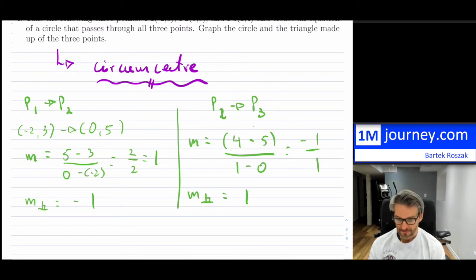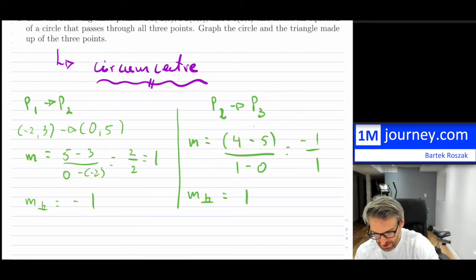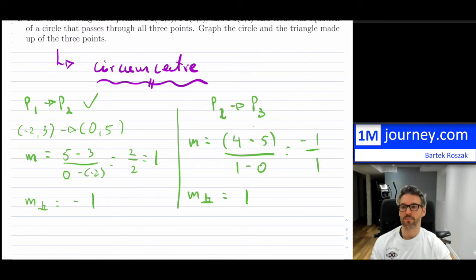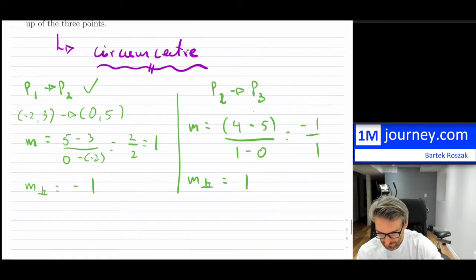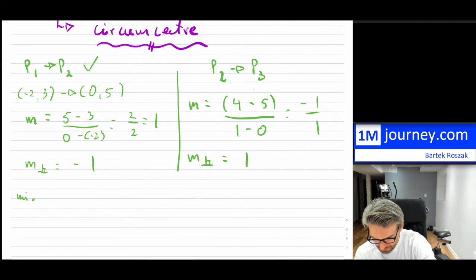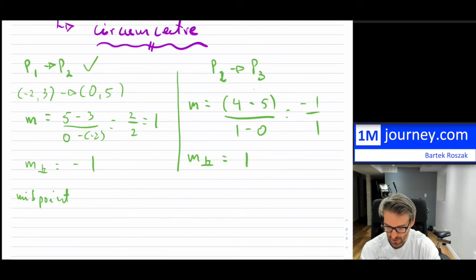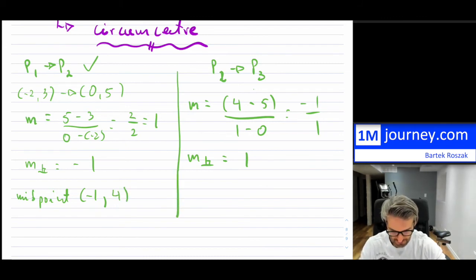And now between P1 and P2, we need to find the midpoint, right? So what is the midpoint? That's going to be the point that the line has to go through, that perpendicular bisector. So the x value is 0, negative 2 divided by 2, which is going to be negative 1. Then we have 5 plus 3, which is 8, divided by 2, so this is going to be 4. So that's the midpoint.